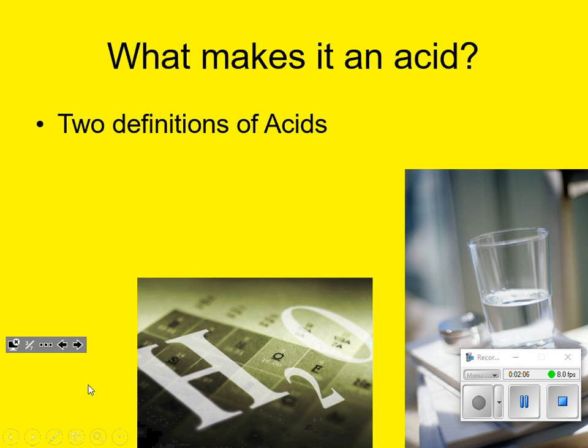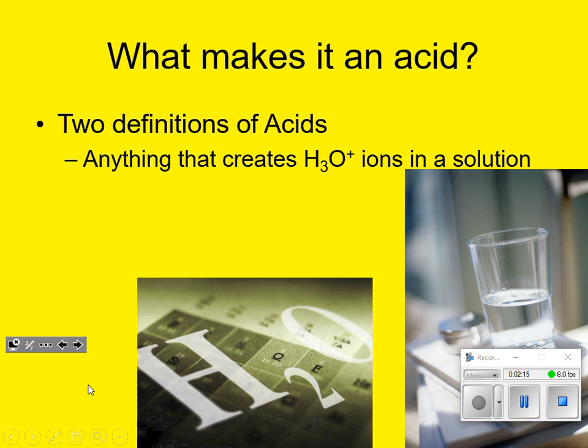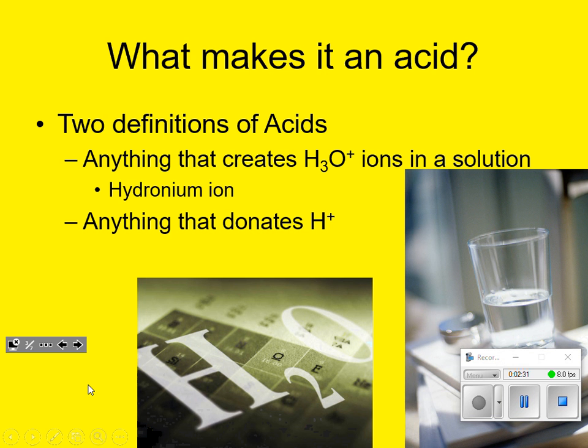Instead, if I were to ask you, what makes something an acid? Again, we cannot answer pH below 7 for reasons that go beyond what you need to know right now. Those two reasons, I believe, are addressed on the reading guide. The first definition is anything that creates the H3O plus ion in solution. That H3O plus ion is called the hydronium ion. The second definition is anything that donates an H plus. H plus is often referred to as a proton, because if you think of a hydrogen atom and you take away an electron, it now has a positive charge. You've taken away an electron from a hydrogen atom, all that's left is a proton in its nucleus.